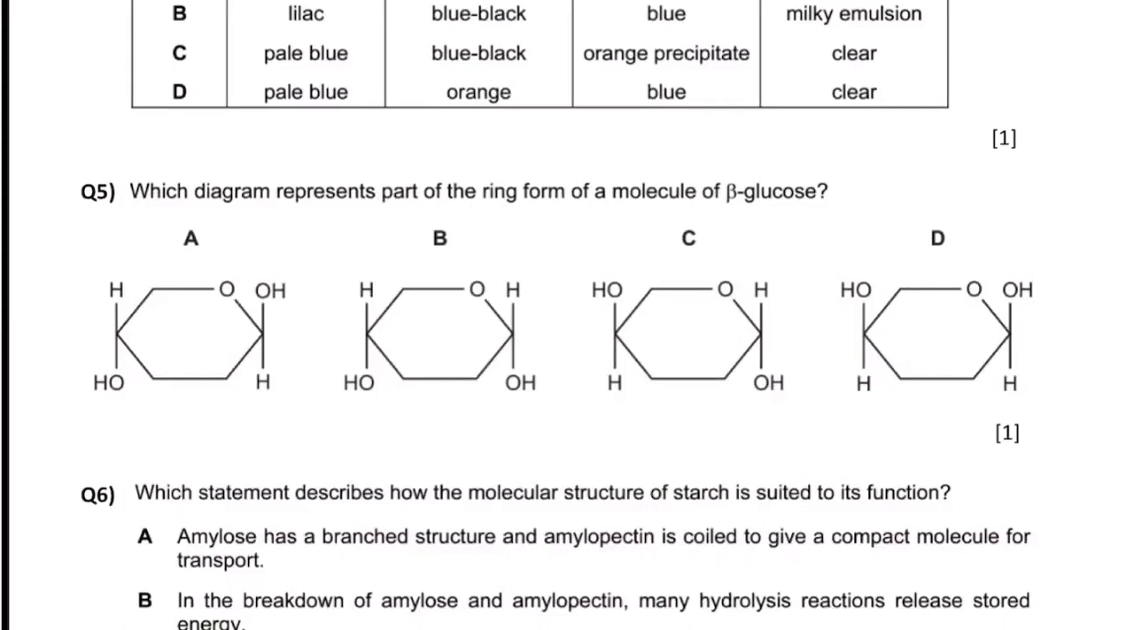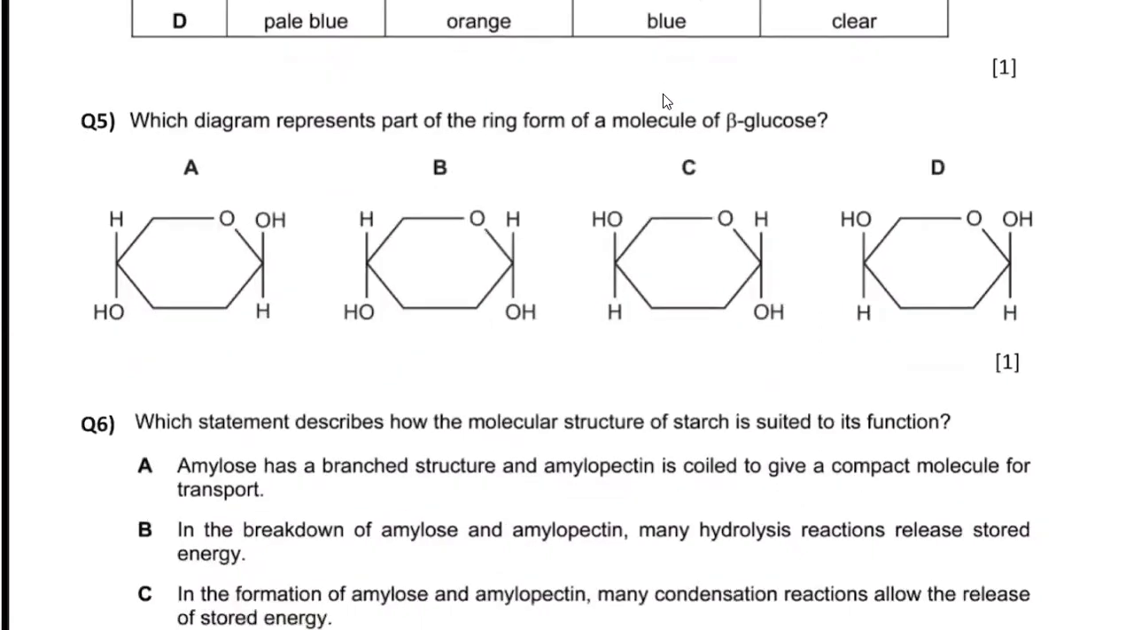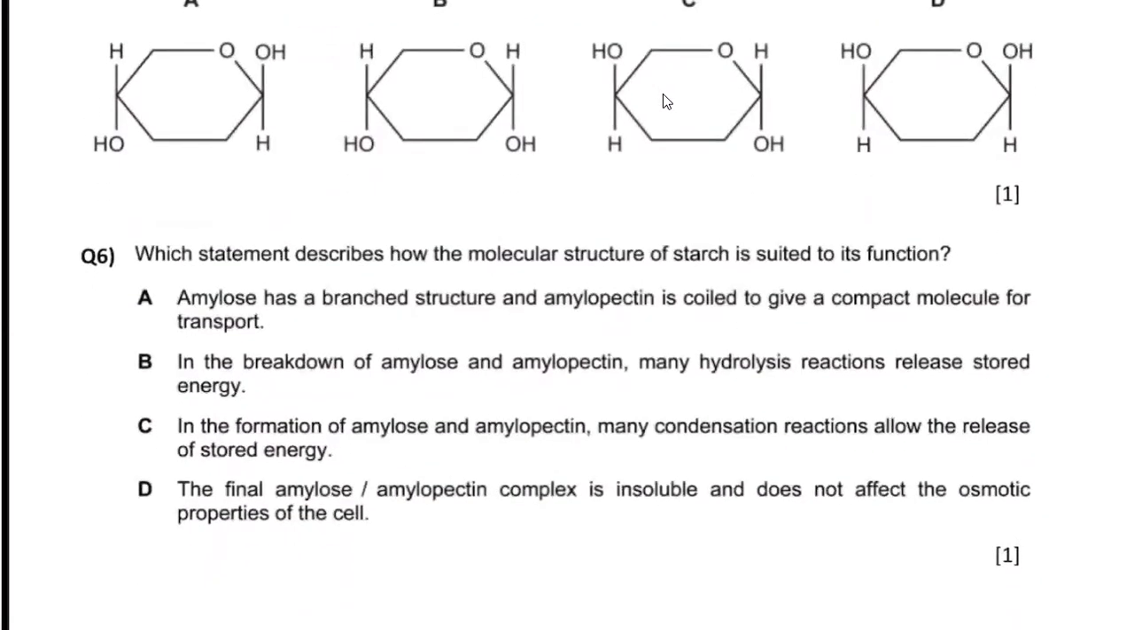Miss, for 5, it's A, Miss. Yes, because the OH group is facing upwards. 5 is A. The OH group is pointing upwards. Very good. What about the last question? Which statement describes how the molecular structure of starch is suited to its function? Miss, starch is basically used for storage, so I chose option D, Miss.